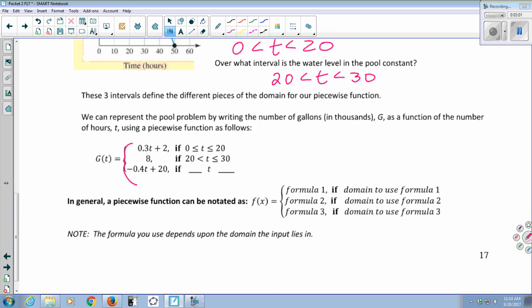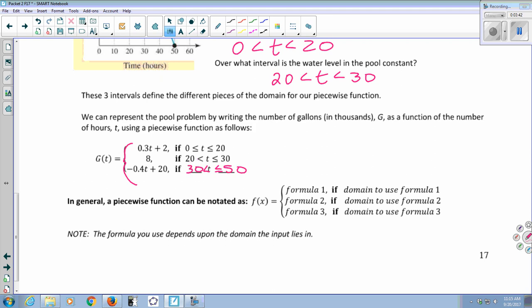applies. So 0.3t plus 2, that is the formula that applies when the pool was filling with water from t equals 0 to t equals 20. 8, that's the formula that applies when the pool was at a constant 8,000 gallons from t equals 20 to t equals 30. And that negative 0.4t plus 20, that was when the pool was draining. That happened from 30 to 50.